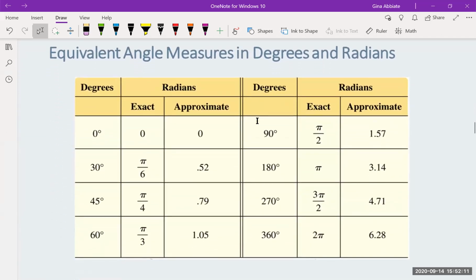Here are some of the equivalent measures that match up with the common angles that we've been using from our special triangles. Remember that pi is equivalent to 180 degrees. So in this first example, if we take 180 and divide by 6, that'll give us 30. And if we take 180 and divide it by 4, that'll give us 45, and so on. These numbers that they've listed here come from plugging into a calculator pi divided by 3, and you'll get that approximate value of 1.05 radians.